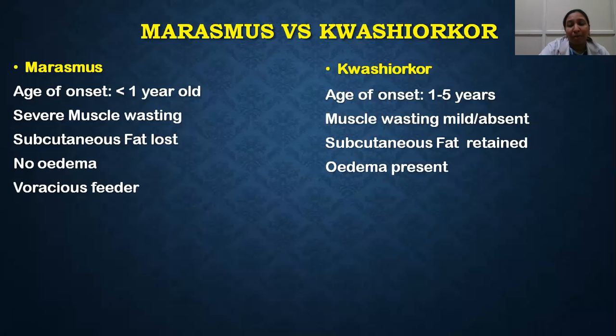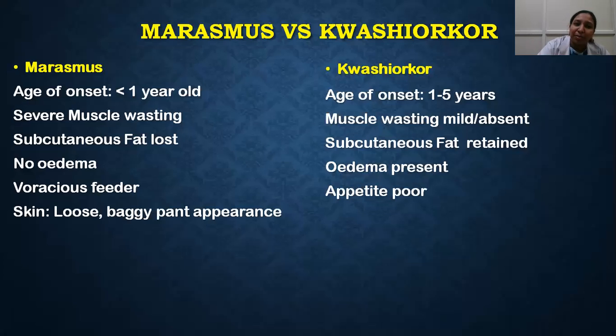Okay. So the marasmus child is a voracious feeder. If you give him food, he can take the food. Whereas in kwashiorkor, the appetite is poor. Even if you feed him, the child will not be taking. So the appetite is very poor. He will not be taking in foods.